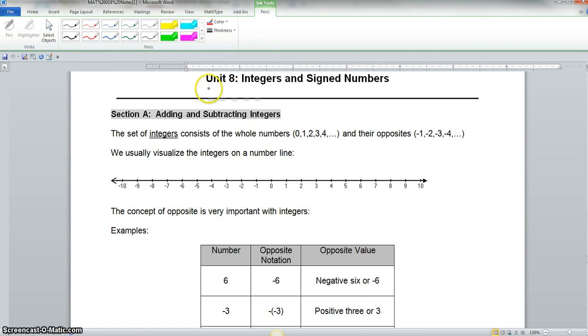Okay, class, we're about to start Unit 8, Integers and Signed Numbers. Section A, Adding and Subtracting Integers. The set of integers consists of the whole numbers 0, 1, 2, 3, 4, and so on, and their opposites -1, -2, -3, -4, and so on. We usually visualize the integers on a number line.